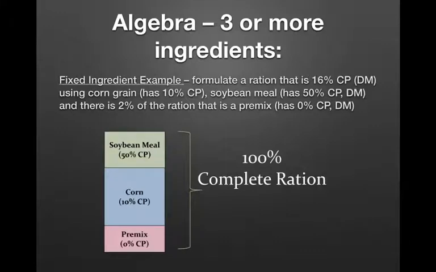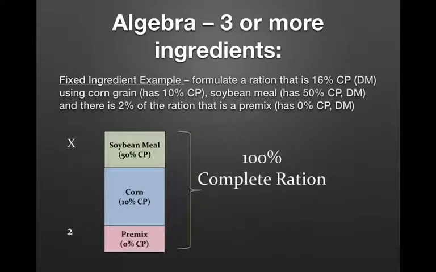Well, the first thing we're going to do is assign X to the feed with the highest amount of the nutrient. That's just like we've done before. In this case, it is soybean meal, so that becomes X. And so we've assigned our X to the one that's got the highest amount of the nutrient of interest. In this case, it's protein.